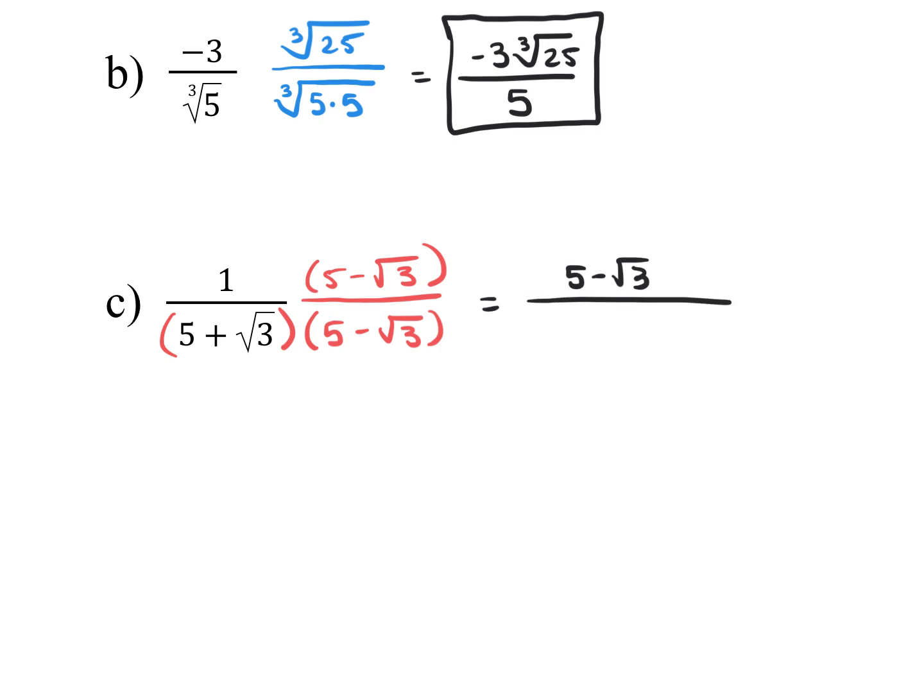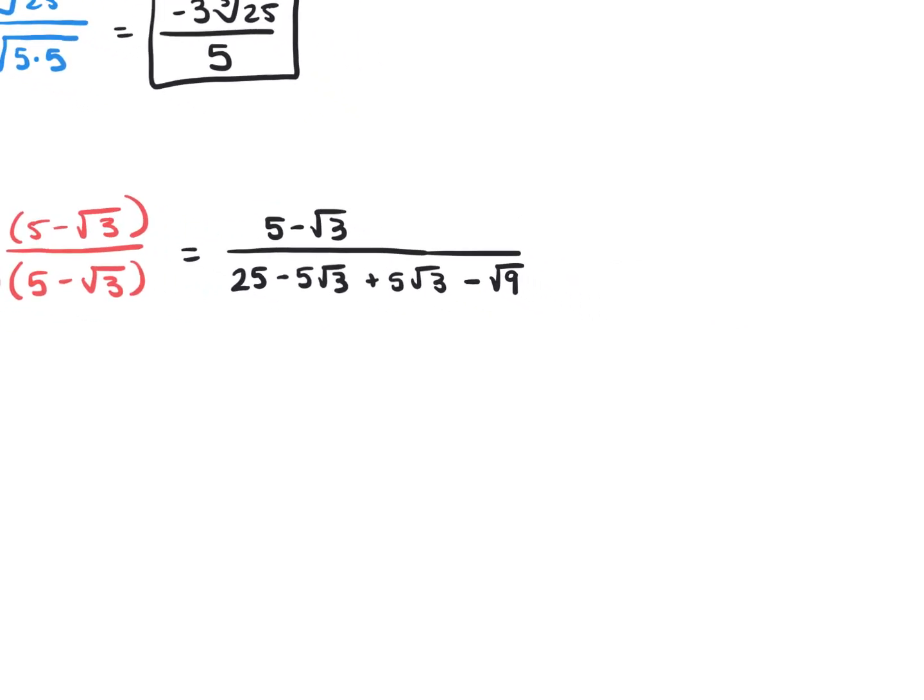And now let's start multiplying out the denominator and see what happens. 5 times 5 is 25. And then I have 5 times negative root 3, so negative 5 root 3. And then here I have root 3 times positive 5, so plus 5 root 3. And then here I have positive root 3 times negative root 3, which gives me negative square root of 9, which will become 3. So I'm going to simplify in this last step.